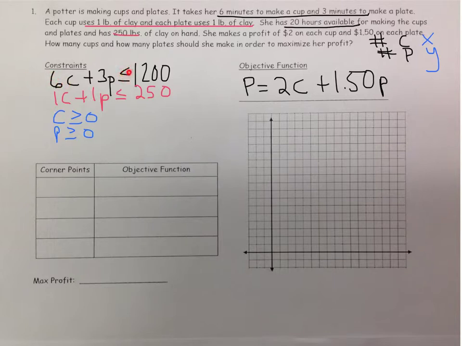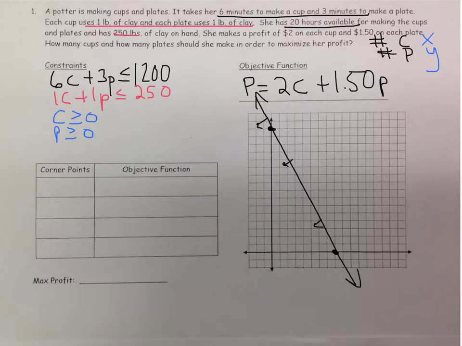Remember, we kind of think of this as an equal sign during this part when we're finding our x and y intercepts. So when I cover up 6C, I have 3P equals 1,200. I'm going to divide by 3, and I get 400. So I have 200 and 400. 200 for my x-intercept, 400 for my y. Let's graph it. So there's my inequality, and it's less than or equal to, so I'm going to be shading below. Most of these you'll notice shade below like this.